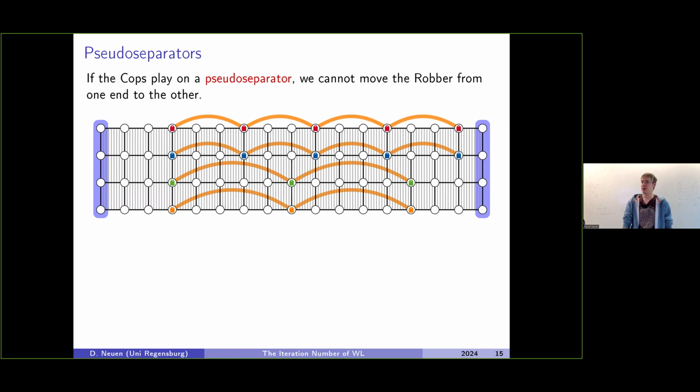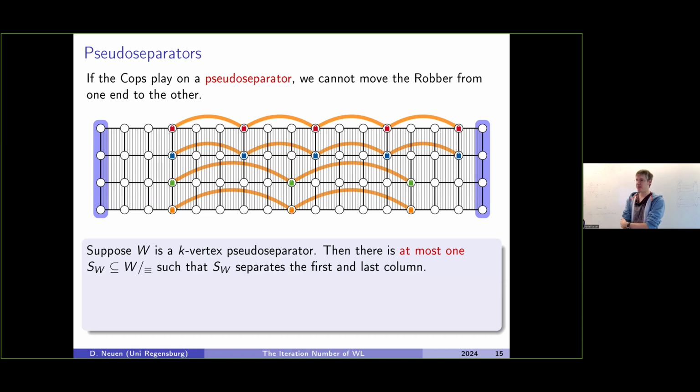So basically the situation is, if the cops play on a pseudo separator, then we cannot move the robber from one end to the other. And at this point, the main insight is that if we have such a k-vertex pseudo separator, so we have k vertices in our set W, then there is at most one separator in the corresponding equivalence class closure that separates the first and the last column. Here you can see the picture. We block four rows here with one equivalence class in each row. And this here is our unique separator that we identify. Everything else that we have is not a separator.